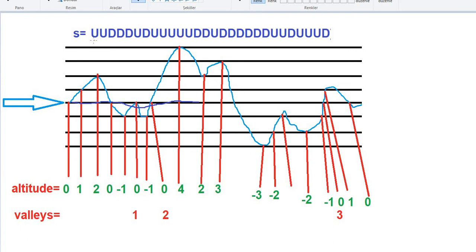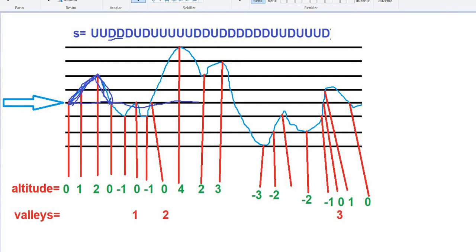For the string, each char will give us a unit move. For example, in the first two moves, the hiker goes up 2 units. And in the next two moves, the hiker goes down 2 units. He begins from sea level and goes back to sea level. So this means this is a hill.